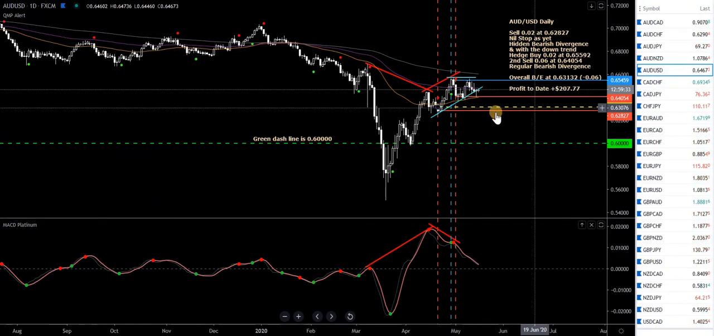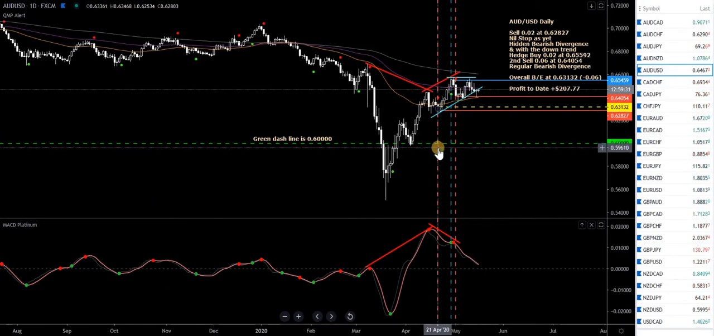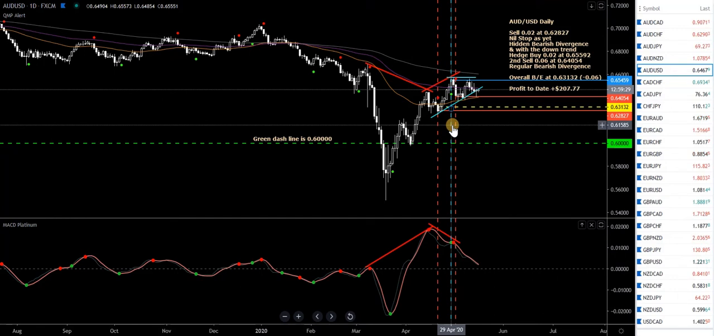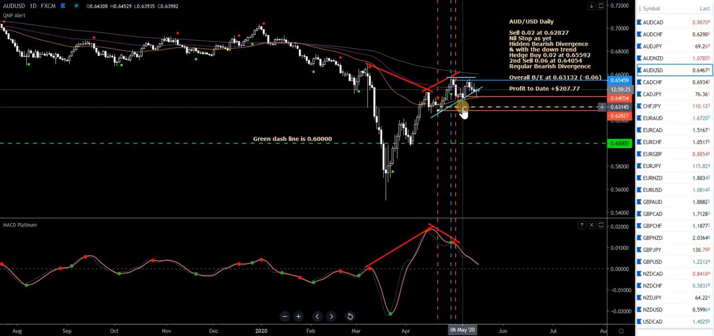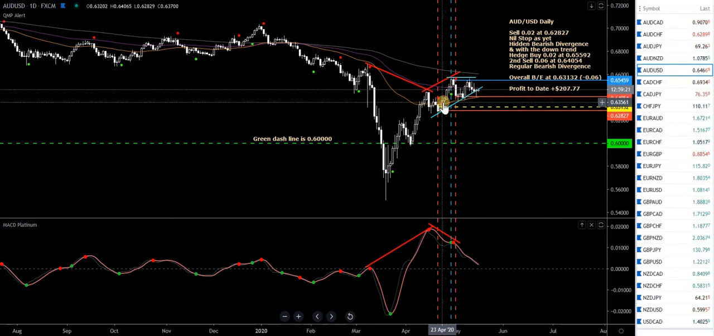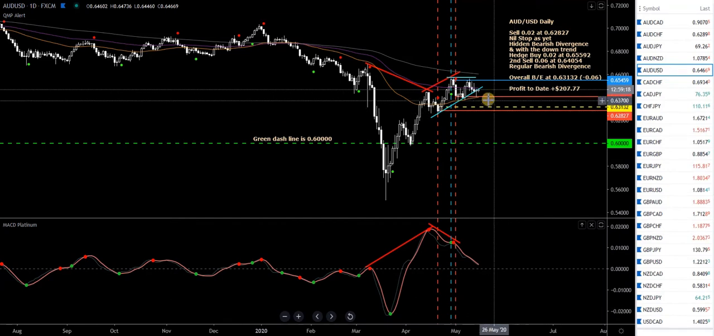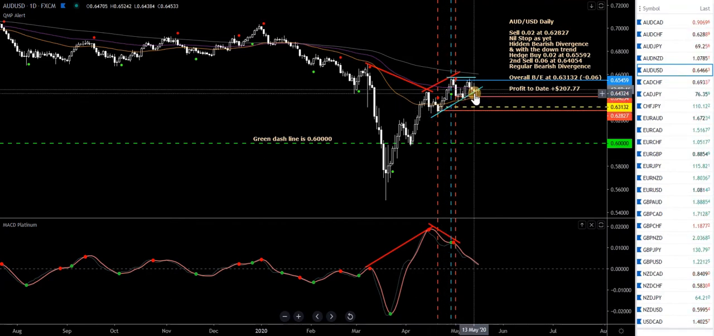Aussie USD, very similar. Took a sell, hedge buy, second sell, started to come down, and this yellow line is my overall break even for the 3 trades. I'm not hedged. I'm actually in a sell here. Again, I've drawn this trend line across here. Look for a clean break of that trend line. I may consider another sell trade if I get a nice clean break of that trend line. At the moment, it's not convincing.